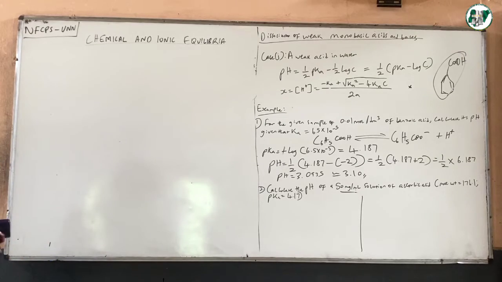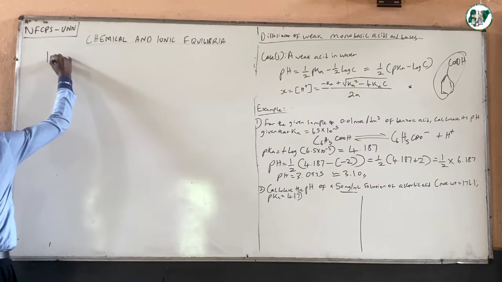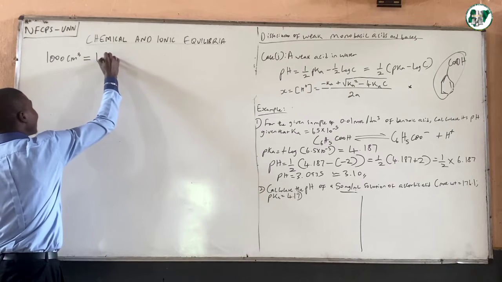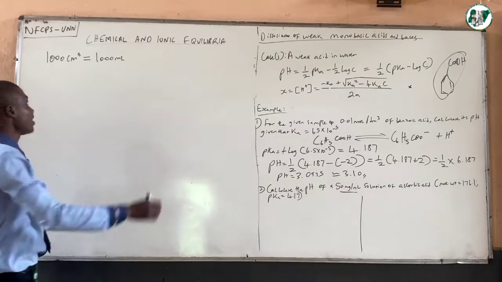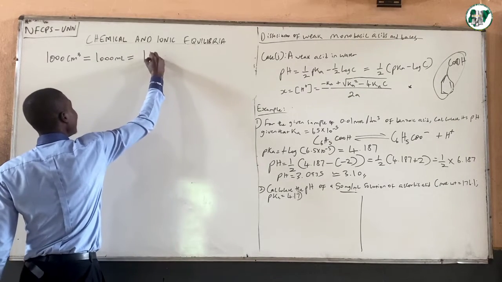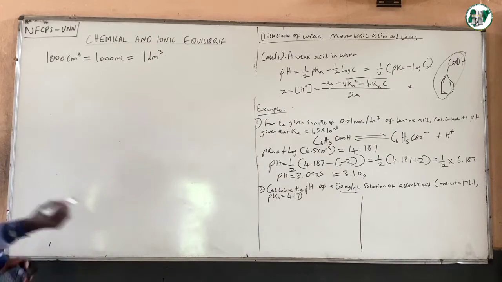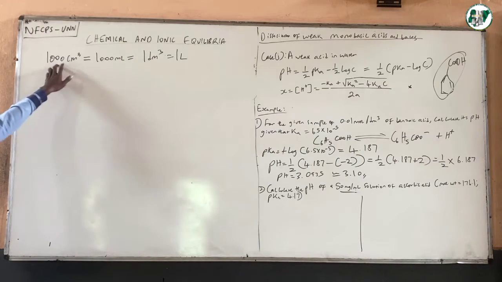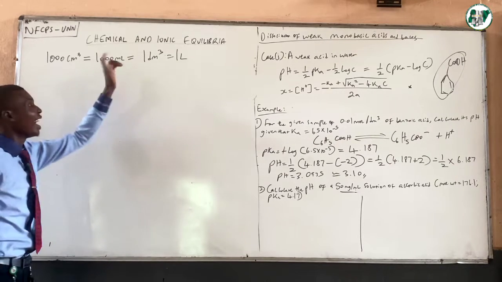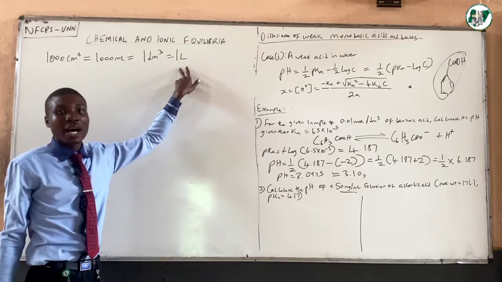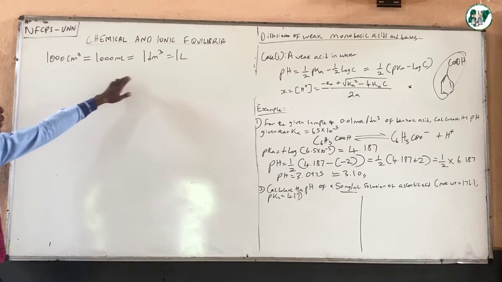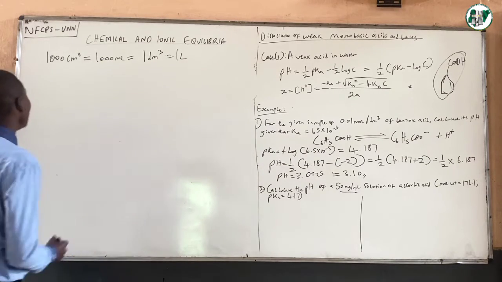All right, so take note of this, very, very important. 1000 cm cube is equal to 1000 ml and is equal to 1 dm cube, which is the same thing as 1 liter. Are we together? So 1000 cm cube is the same as 1000 ml and it's equivalent to 1 dm cube, which is the same as 1 liter. If you have this in your head, you can convert your volumes down to dm cube.